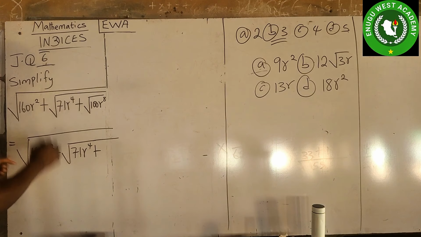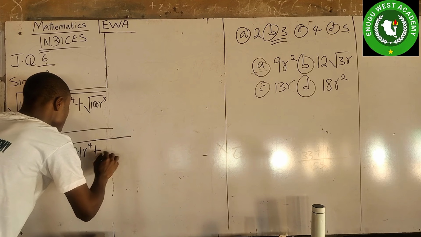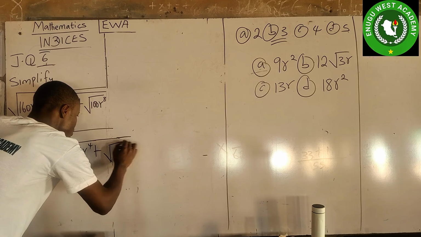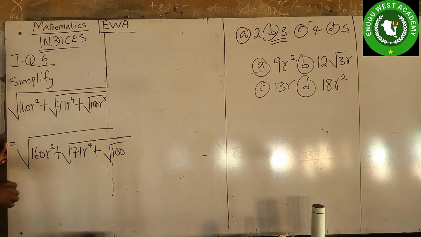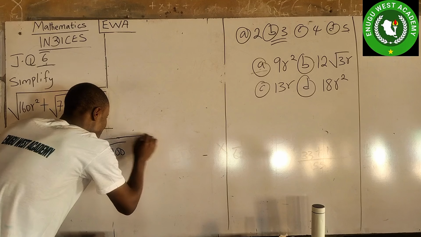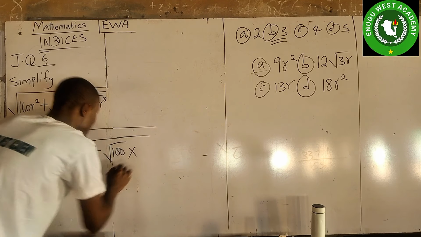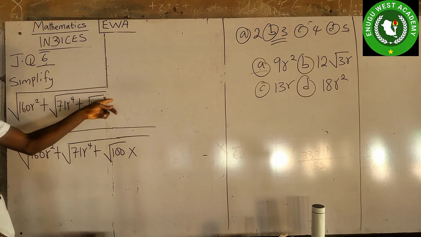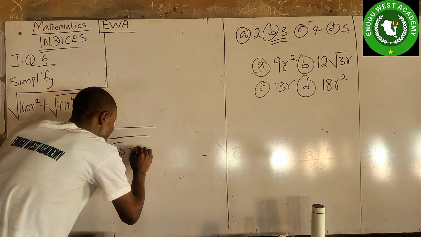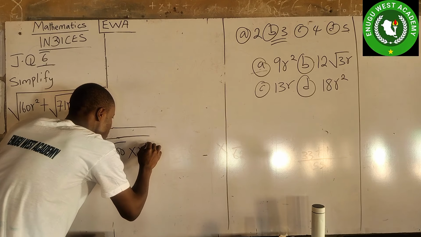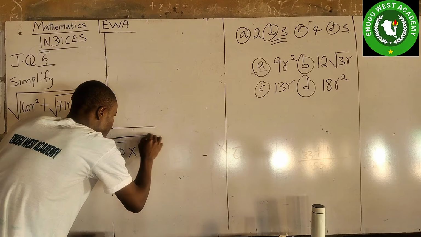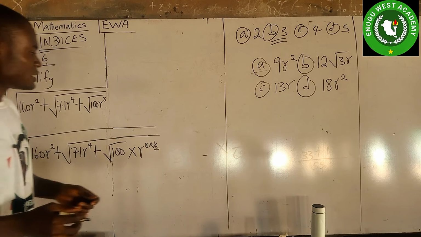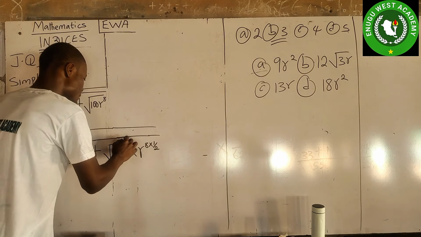Now we are going to have square root. What is the number 100? We are going to have square root 100, then times r raised to power 8, and we're going to have r raised to power 8 times 1 over 2. So I know some of you will be asking, this 1 over 2 is coming from where?